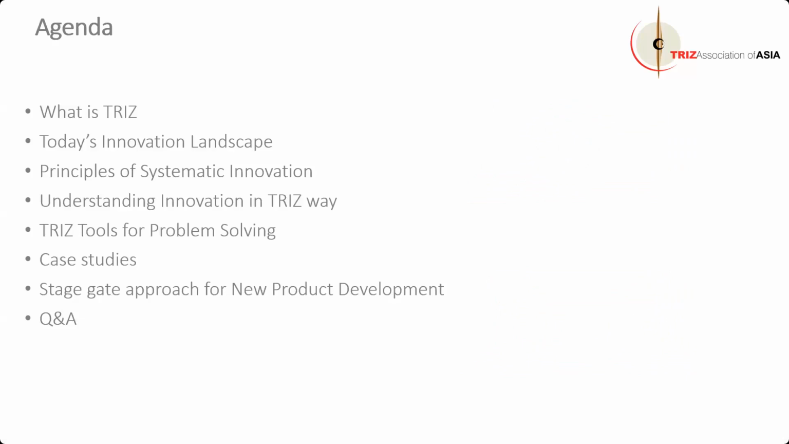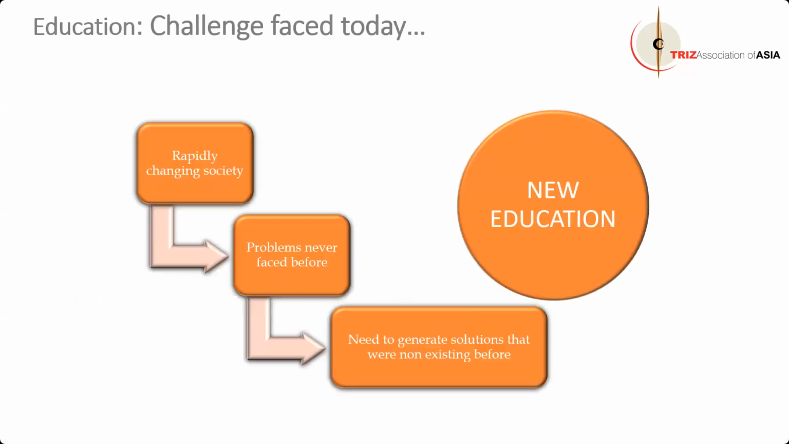So we'll be quickly going through some of the parts of this. The agenda is: what is TRIZ, today's innovation landscape, what are the principles of systematic innovation, then understanding innovation in a TRIZ way, and TRIZ tools for problem solving. If possible, we'll share some case studies, and then there may be a stage gate approach for new product development, and finally question and answer.